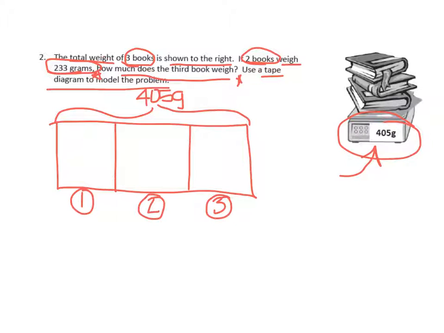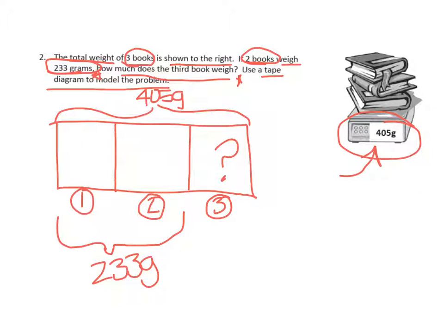Now, it says if 2 books weigh 233 grams, so this means that the first and second book weigh 233 grams. They want to know how much the third book is going to weigh.